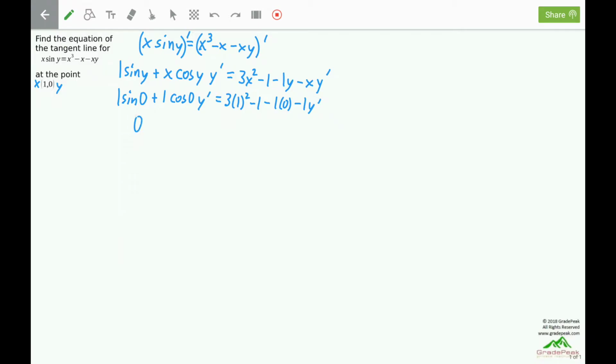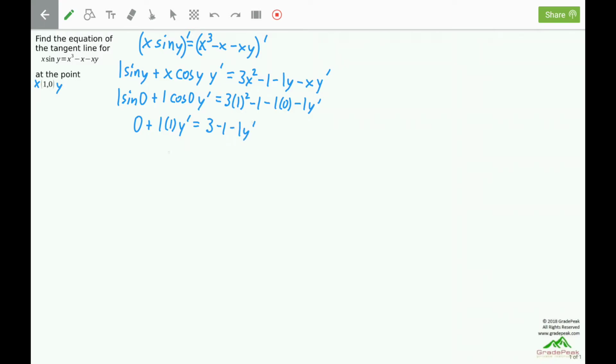Well, the sine of 0 is 0. The cosine of 0 is a 1. 1 squared is 1 times the 3 is a 3. Minus 1. Minus 1 times 0 is a 0. And then we have minus 1 y prime.